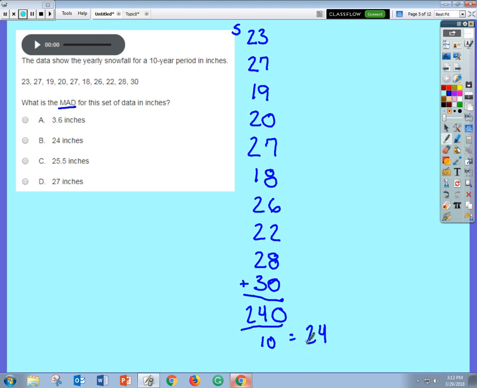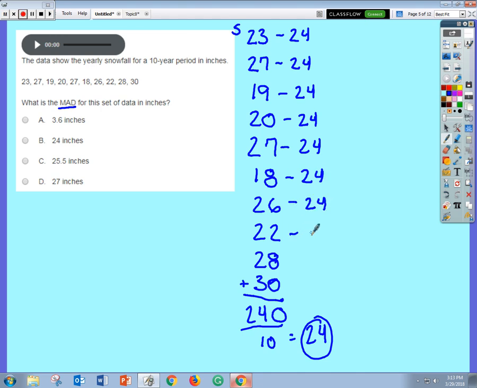I now take this mean and subtract it from all of these, but I'm really not subtracting. Remember, I'm finding the distance between the mean and every value in the data set. I'm trying to figure out, what's the variability of this data? Is there a lot of variability, meaning there's a variety of numbers? Are they tightly clustered? If the MAD is close or a small number, that means this data is pretty tightly clustered. Now let's find our distances.